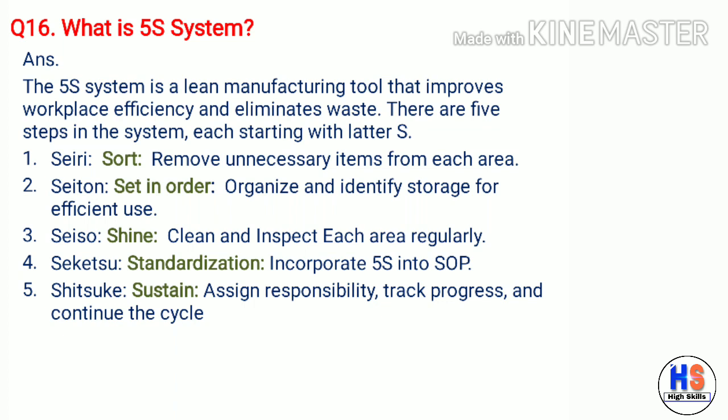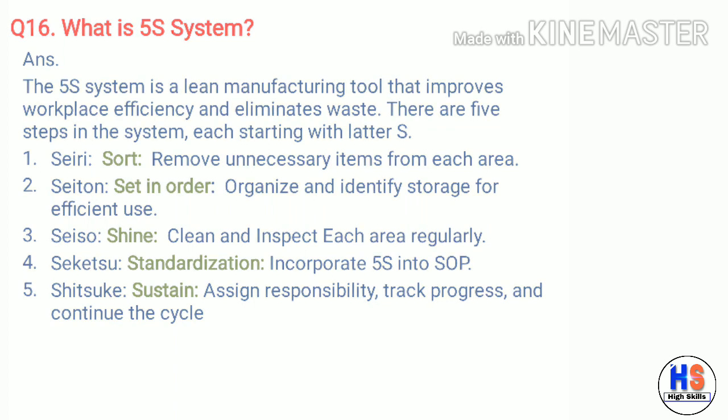Third is Seiso. Seiso is also a Japanese word, which means shine, and its meaning is clean and inspect each area regularly. The fourth one is Seiketsu. Seiketsu is a Japanese word and its meaning in English is standardization, which means incorporate 5S into SOP. And fifth one is Shitsuke. Shitsuke is also a Japanese word, and its meaning in English is sustain, which means assign responsibility, track progress and continue the cycle.